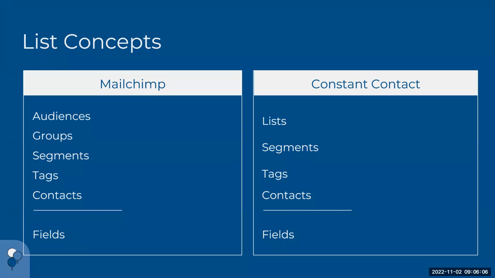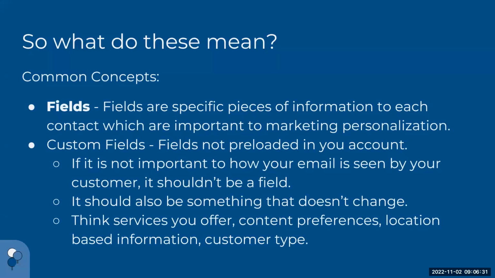With Mailchimp, you have audiences, you have groups, you have segments, you have tags, and you have contacts. Whereas on Constant Contact, you have lists, and then you have segments, tags, and contacts. And then building up all of those things, they're made up of fields. To go in a little bit more in depth into each one, we're going to cover them. So first off, the building block of everything within your account are fields.